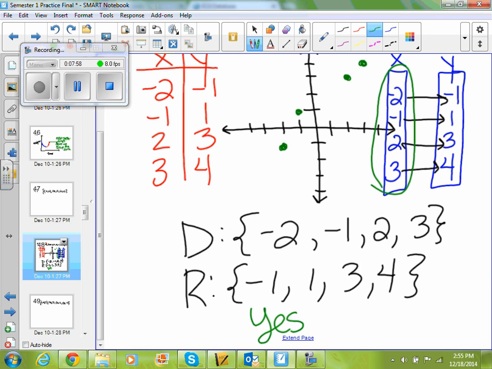So any questions on 48? Alright, so then I told you we're going to skip 49 then. So let's look then at 50.